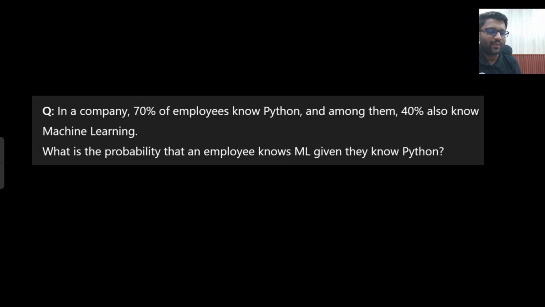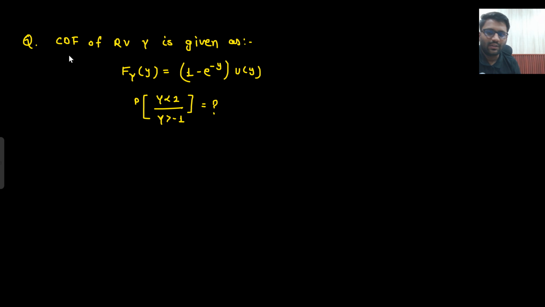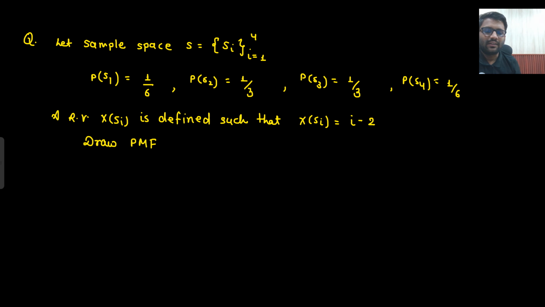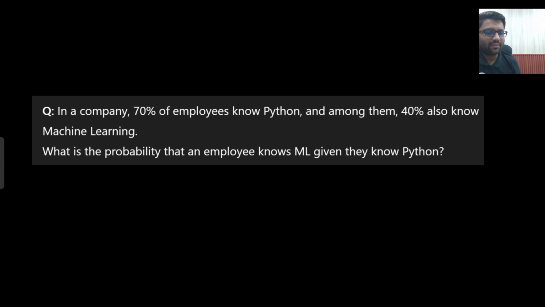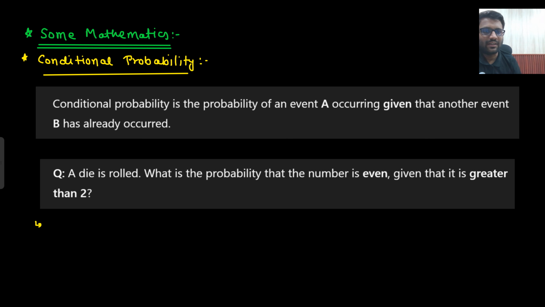In between we will solve some problems as well, like this particular question we are going to solve. This is based on CDF or PDF, whatever it is. Then this particular question also we will solve. This is your random variable random process, but this is conditional probability, this is purely mathematics. So we will study mathematics, and in between we will solve some problems as well. Don't ignore this part. The bottom line is don't ignore this mathematics part.